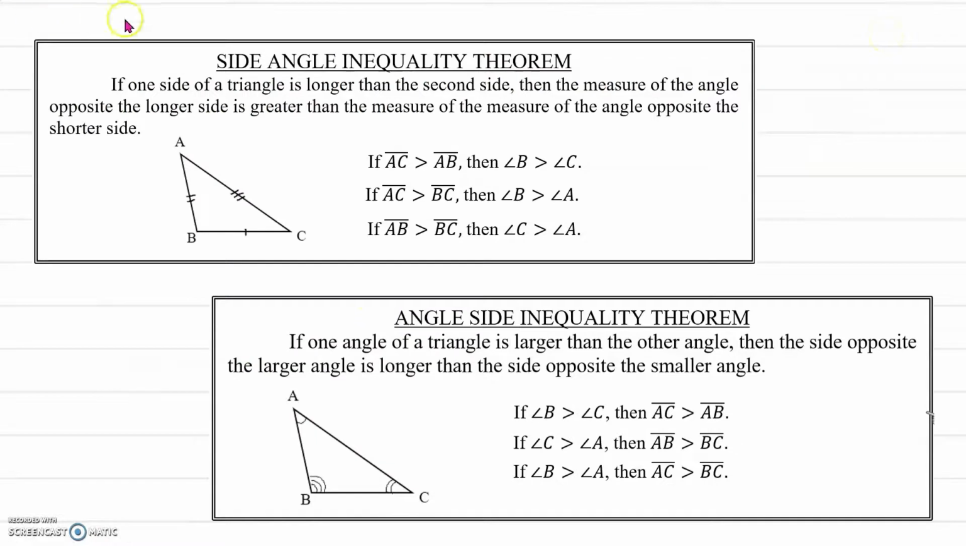Now let's have the side angle inequality theorem. It states that if one side of a triangle is longer than the second side, then the measure of the angle opposite the longer side is greater than the measure of the angle opposite the shorter side.